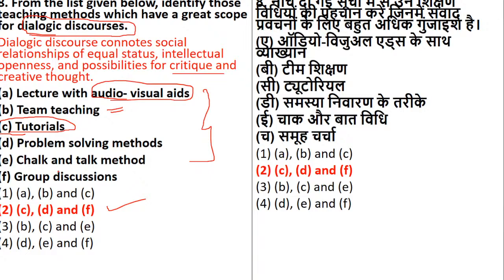Then we have the chalk talk method. Now chalk talk method is only related to what exactly is there, nothing creative. And group discussions will definitely give you more ideas and help you overcome your challenges by saying what is right and what is not right or what is wrong, when both things are taken positively. So only these methods have a greater scope of dialogic discourse, that is option C, option D, and option F, and not your chalk talk method, not your team teaching, and not your audio visuals.